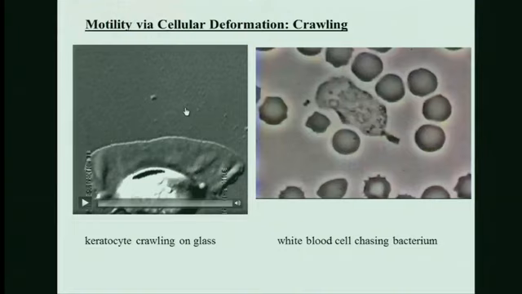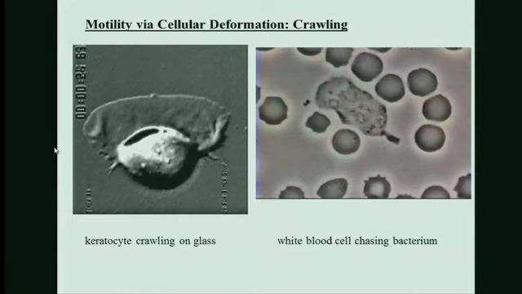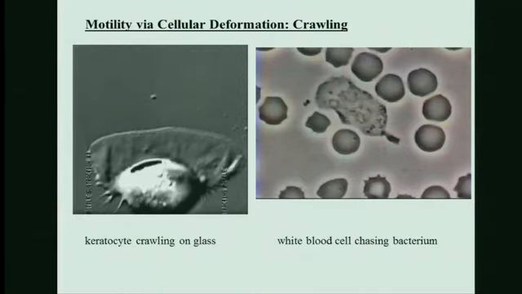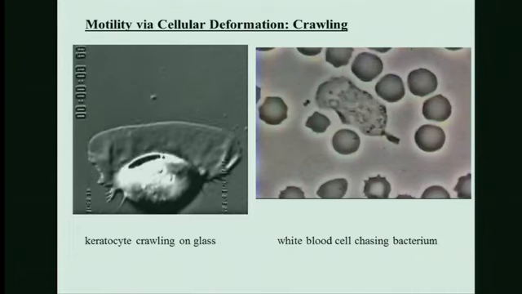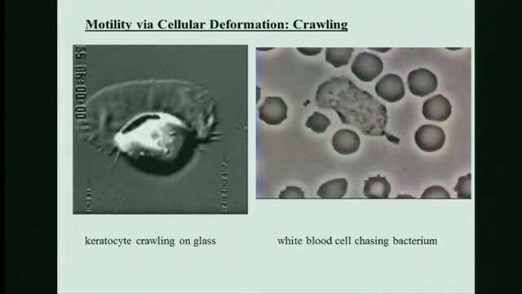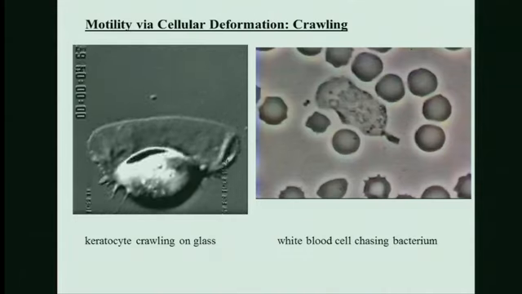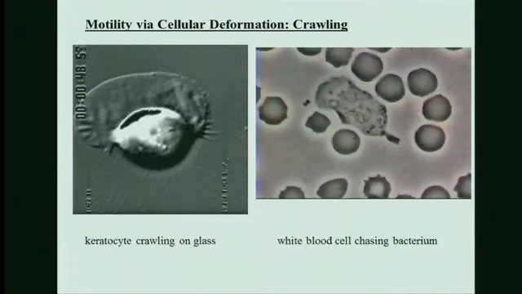On the left is a keratocyte. This is something you get by scraping the skin off of fish. So this is fairly typical. This piece at the front is called the lamellipodium. So it looks like a fried egg. It's got this big piece out front, which is where the action is in terms of the motion. The nucleus lives in here.